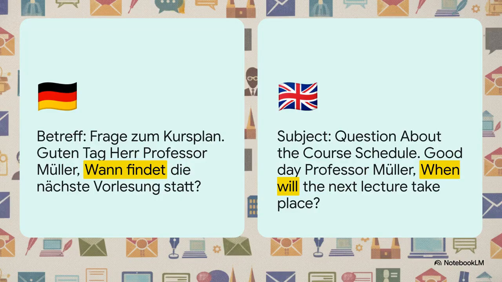Okay, let's break this down. You can see the German on the left and the English translation on the right. First thing to notice is the subject line. That is so important. Frage zum Kursplan, or question about the course schedule. Super clear. Then you have the formal greeting. We'll talk more about that in a sec. And the question itself? It's just one simple sentence. When will the next lecture take place? That's it. It's polite, it gets straight to the point, and it totally respects the professor's time.